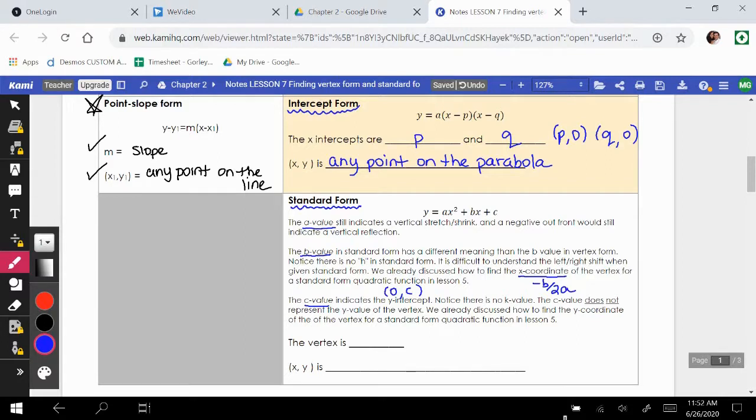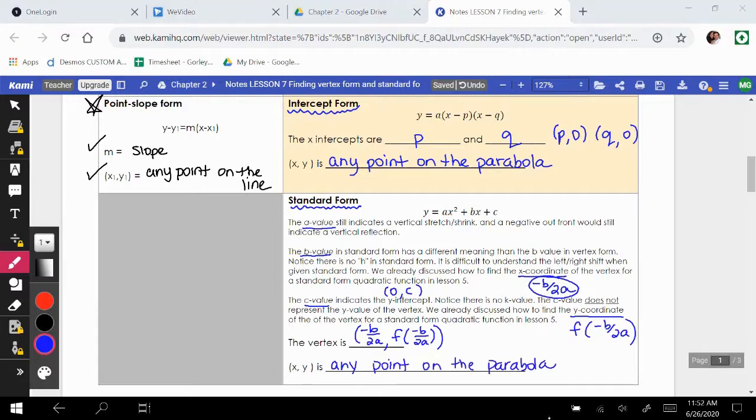Once I get that the x value is negative b over 2a, to get the y-coordinate, I would just plug the x value back into your function in order to get the y output. Okay, so we would say that the vertex is negative b over 2a, comma f of negative b over 2a. xy, again, is any point on the parabola or on the U-shaped graph.